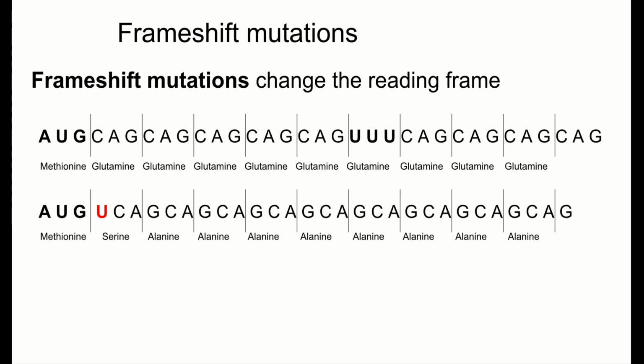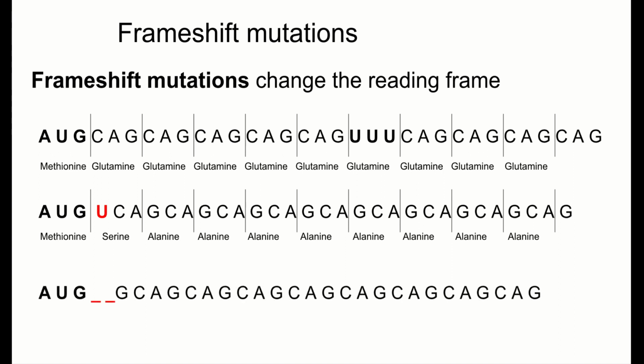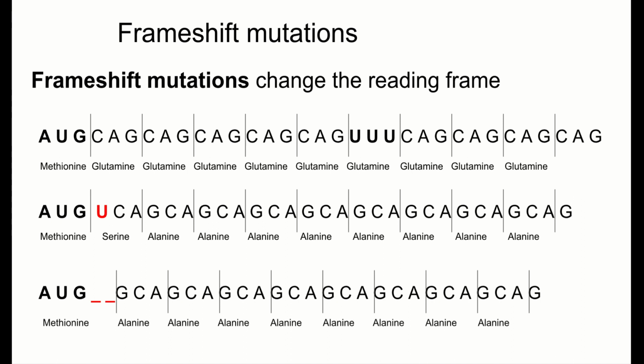Now let's take a look at another type of mutation that can have an effect. We've got our normal sequence on the top. We've got our sequence with an insertion mutation in the middle. And now here's our third sequence. This is a deletion mutation. I've deleted two bases. I got rid of the C and the A that were right after the AUG. Same deal: I locate my start codon, I divide up my letters into three-base chunks, and I translate them. And now, same deal, I have a major change. Instead of methionine with a bunch of glutamines after, I have methionine with a bunch of alanines after.